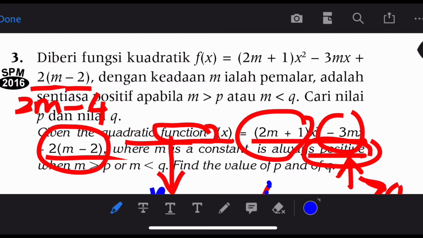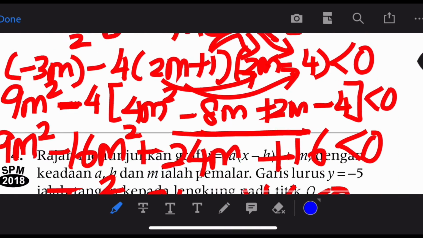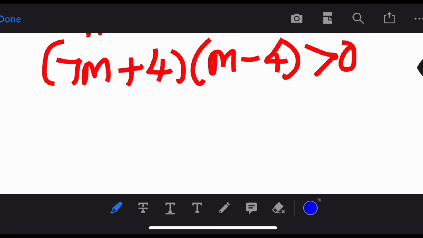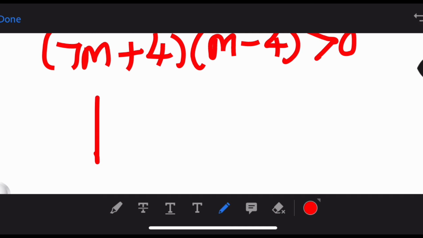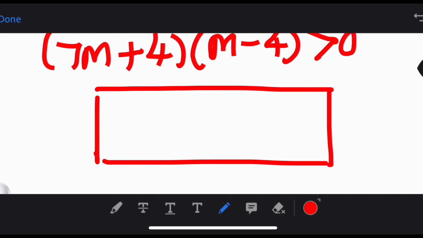Find the p and the q, m more than p, m less than q. Okay, that means let's find out the P and Q first. So more than 0, let's use another method. Just now we used a graphical method, right? Actually, you can use any method you like. So we use a table method.